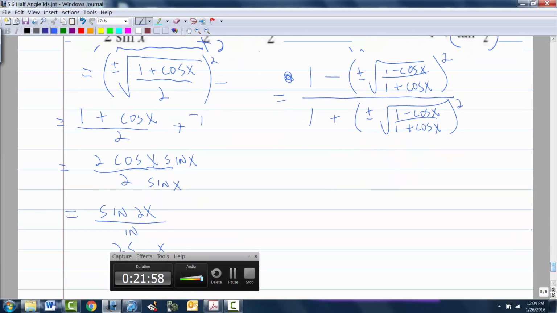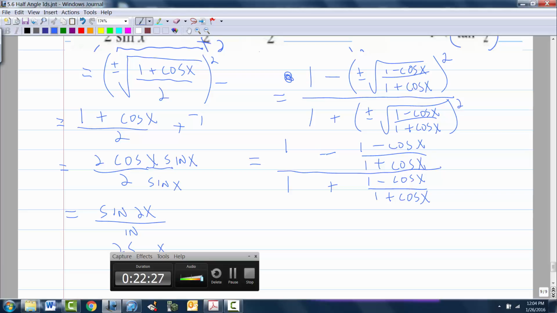Okay. Now, equals 1 minus cosine x over 1 plus 1 minus cosine x, 1 plus cosine x. What do I do with this minus sign? Plus negative. Okay, then what I did is I believe I got a common denominator of the little fractions.